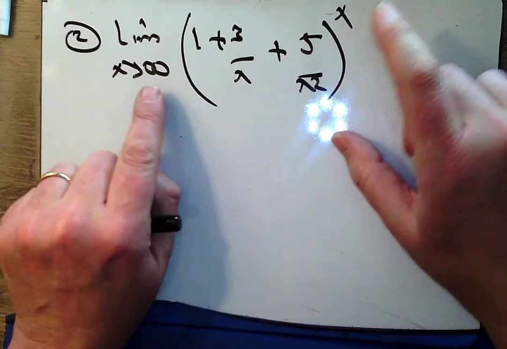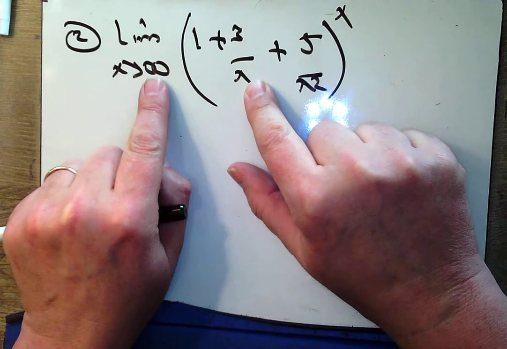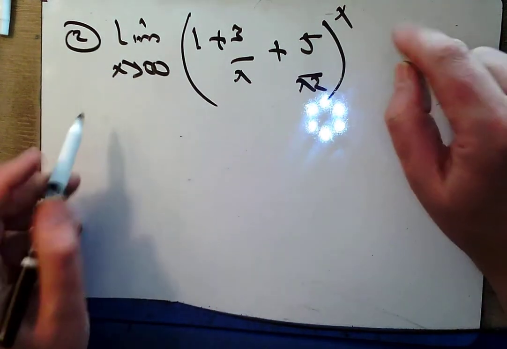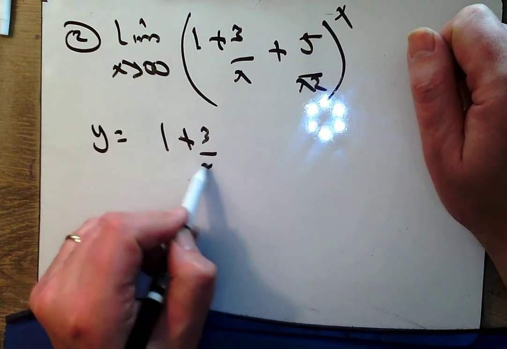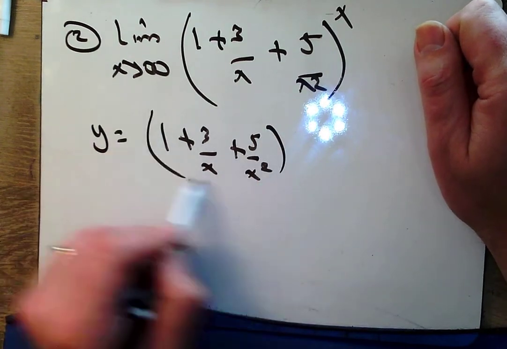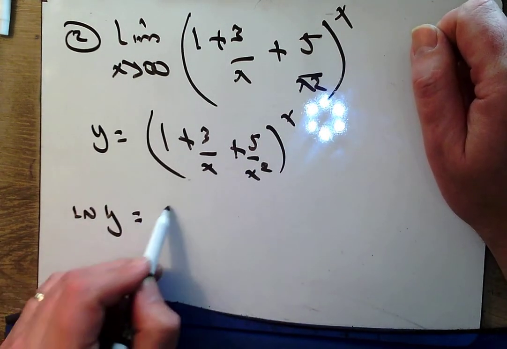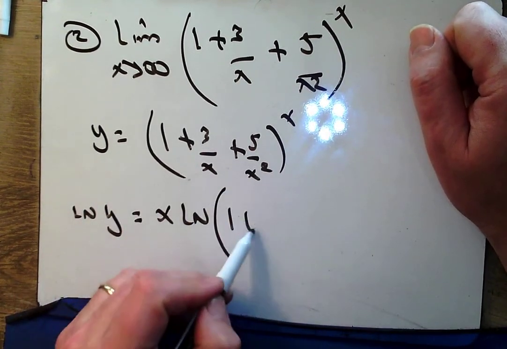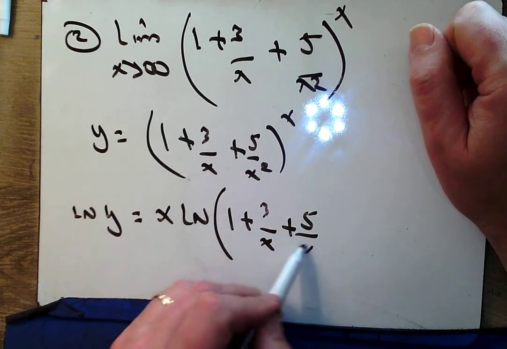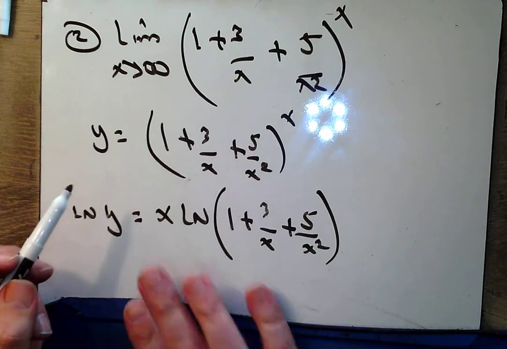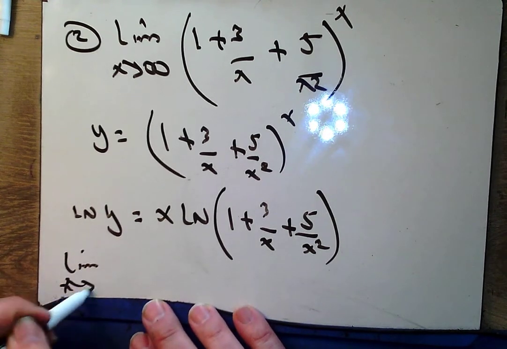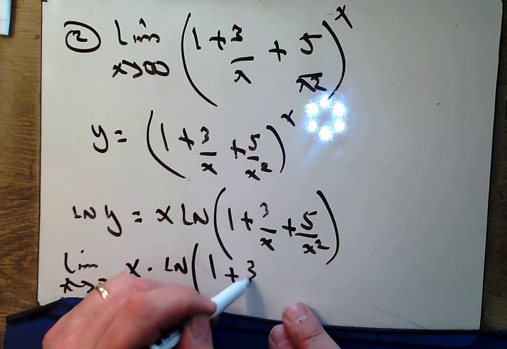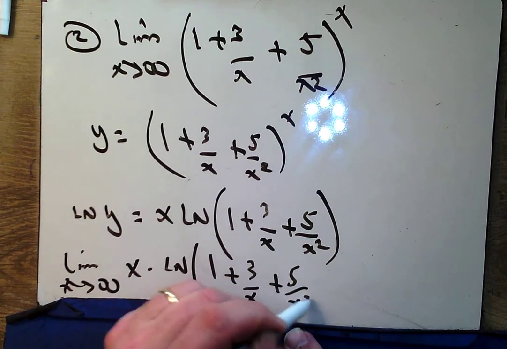Okay, but I do see function raised to function, and so I'm thinking I'm going to be taking the ln of both sides. Let's just check. 3 over infinity, that's 0. 5 over infinity squared, that's 0. So this is 1 to the infinity. Yep. If y equals (1 plus 3 over x plus 5 over x squared) to the x, I'm going to say then that ln of y is x times ln of (1 plus 3 over x plus 5 over x squared). Okay, so now if I consider the limit as x heads to infinity of x times ln (1 plus 3 over x plus 5 over x squared).